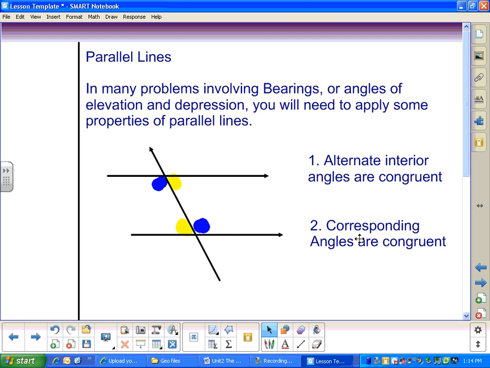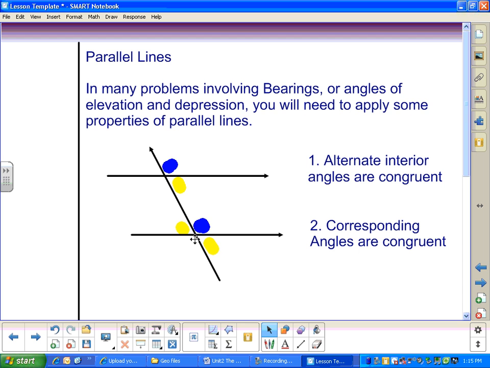The other angles that are congruent are corresponding angles. So corresponding angles are on the same side of this line that we call the transversal, but one is inside the parallel lines and one is outside. So for example, where I have these two blue dots, those are corresponding angles. And you can see they're both obtuse. They look like they're the same size. They are the same size. So those would be congruent.